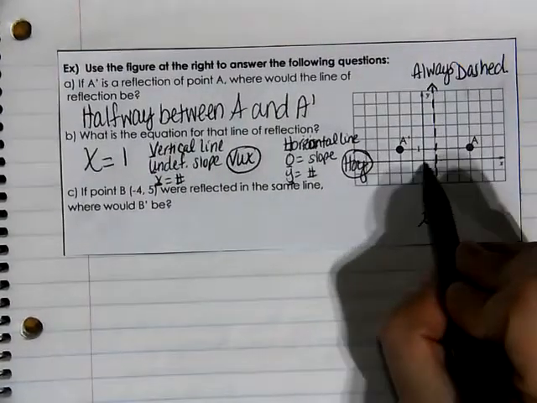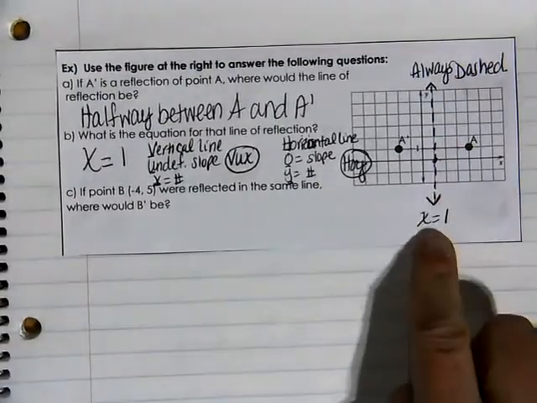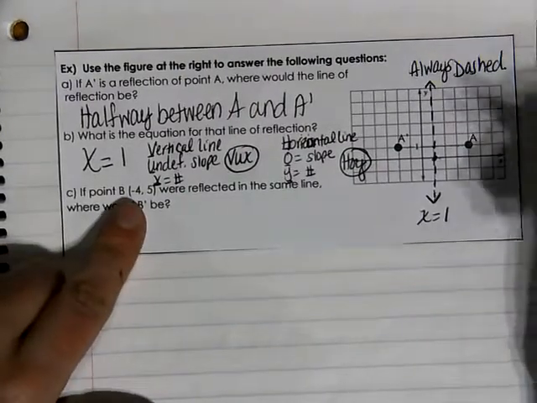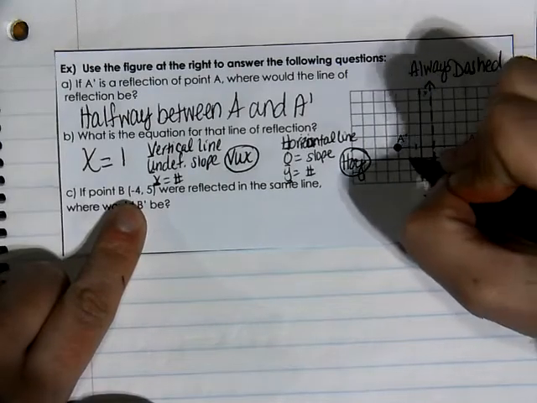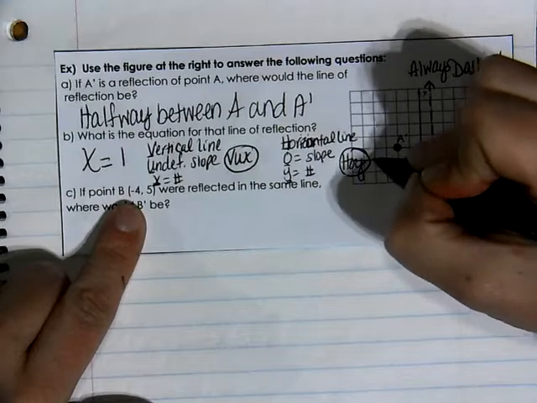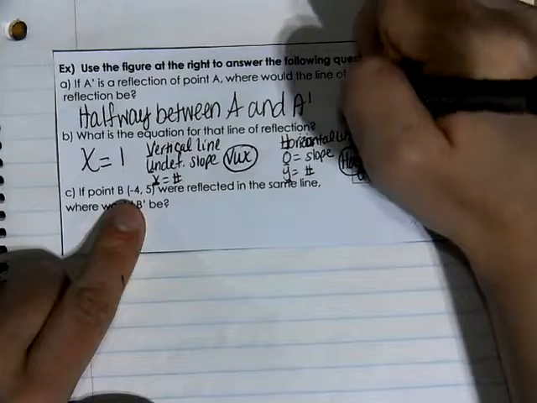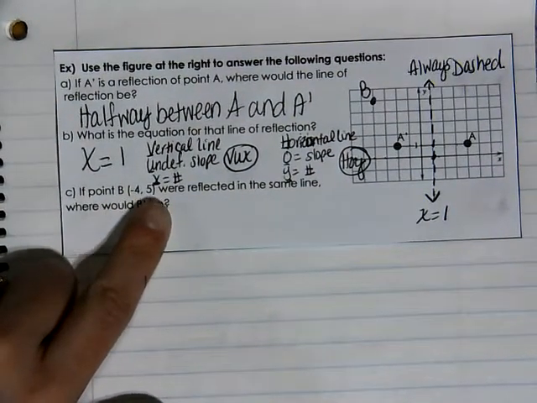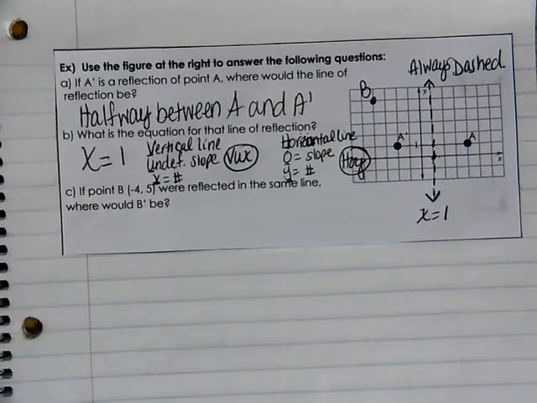You always want to go to where it's crossing that axis, and where at every single point on this line has an x value of 1. So now letter C is asking, if point B was located at negative 4, 5, let's go ahead and find where negative 4, 5 is. Always label your points after you've drawn them. And if it were reflected in the same line, where would B prime be located?